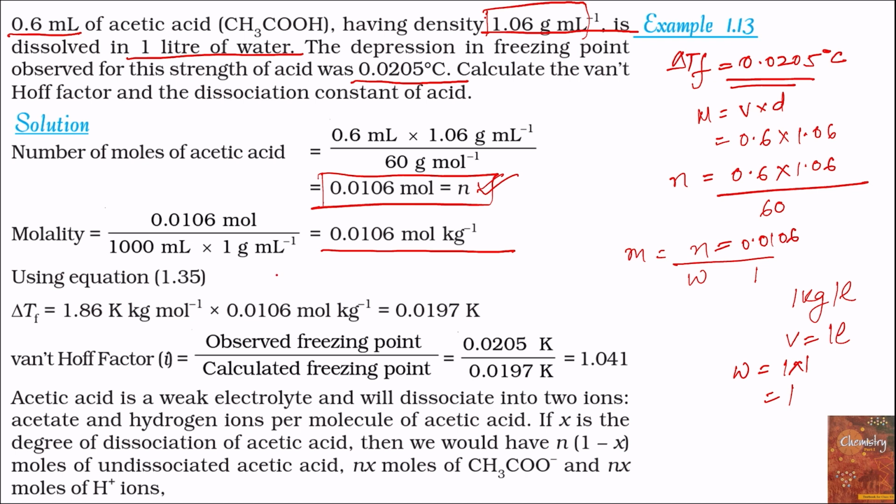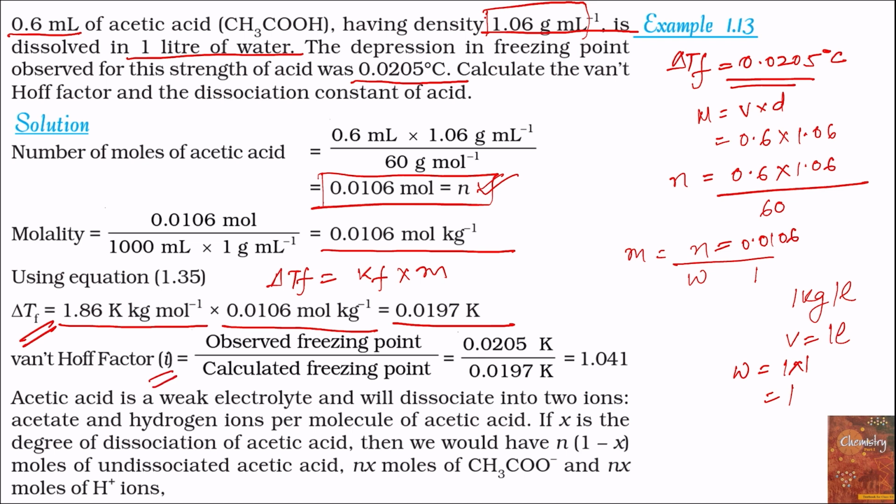Now, delta Tf is equal to Kf into m. Kf for water is 1.86 Kelvin kg per mole. Molality is 0.0106 mole per kg. So delta Tf, calculated value of delta Tf is 0.0197 Kelvin. Now what is van't Hoff factor?